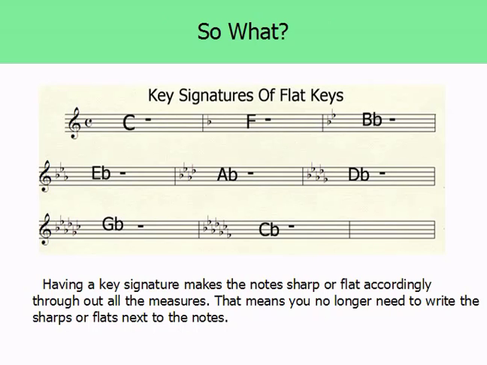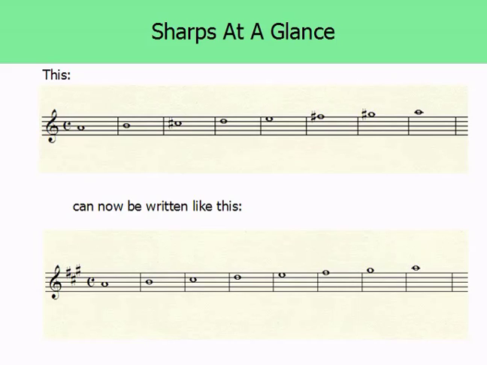And having a key signature makes the notes sharp or flat accordingly throughout all the measures. That means you no longer need to write the sharps or flats next to the notes. So this, an A scale, with a C sharp, an F sharp, and a G sharp, which is not the order of sharps, but the order that they fall in the scale, we can now see the order of sharps in the key signature below. F sharp, C sharp, G sharp. We learn to recognize those three sharps as the key of A major.